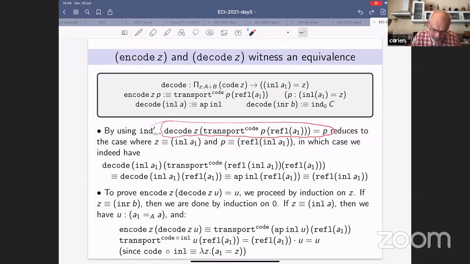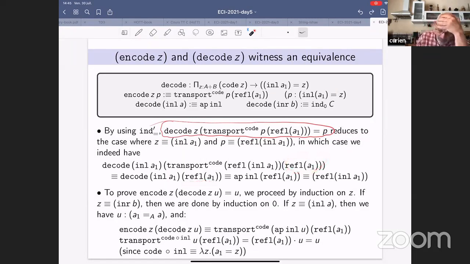So, with this instantiation of Z and this instantiation of P, this is done here. In the end, we need to get P, which is ref of in left A1. So I need to explain this. But this is easy, because transporting along reflexivity is the same thing as the identity. So this disappears. This is the identity function. Since it is applied to ref A1, what remains is ref A1.